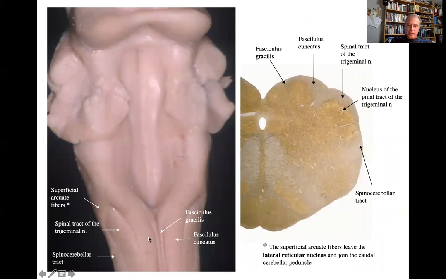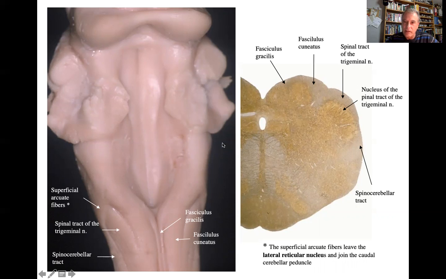So at this level again, we see the gracile fascicle, the cuneate fascicle here, and the spinal tract of the trigeminal nerve and spinocerebellar tracts. Externally, it's very easy to identify them, right? And also all these fibers that jump and cover the spinal tract of the trigeminal nerve, these fibers here, are the superficial arcuate fibers. These are fibers that are leaving the lateral reticular nucleus and they join the caudal cerebellar peduncle. All right, here. So in a transverse section, you see the gracile fascicle.